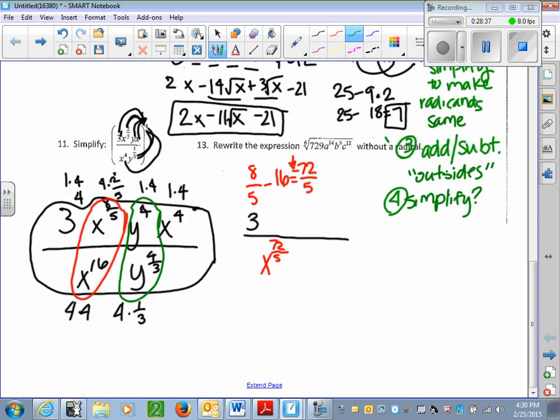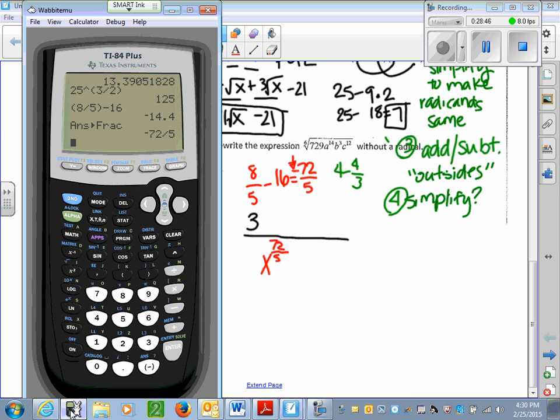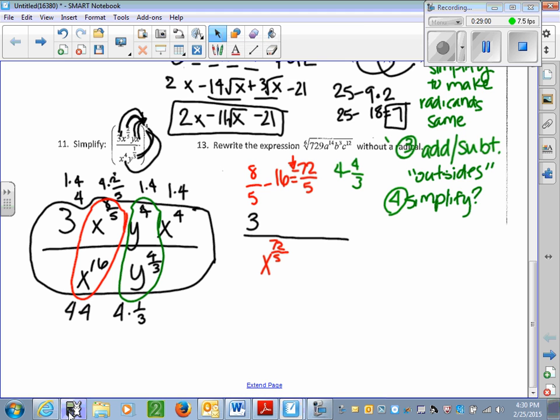I have y to the 4th divided by y to the 4/3. So I do 4 minus 4/3. Just go to my calculator. 4 minus 4 divided by 3 equals 2.66. Math frac it. And I get 8/3. Okay? So this equals 8/3, which is positive, so the y is going to come up here and join the 3, y to the 8/3.